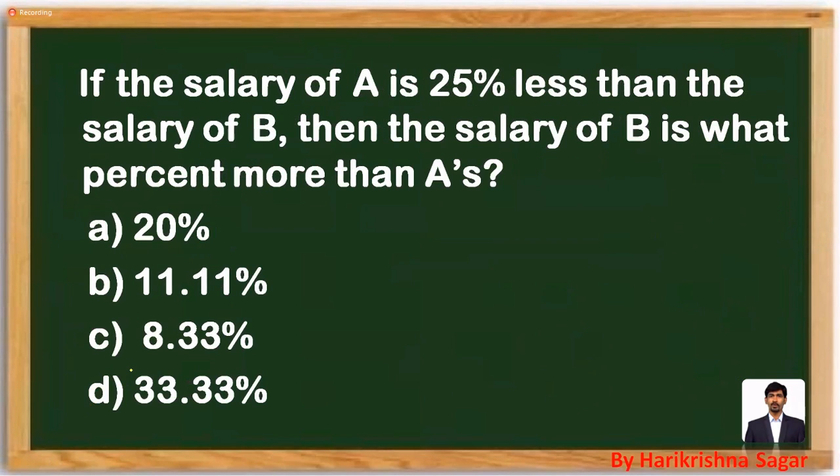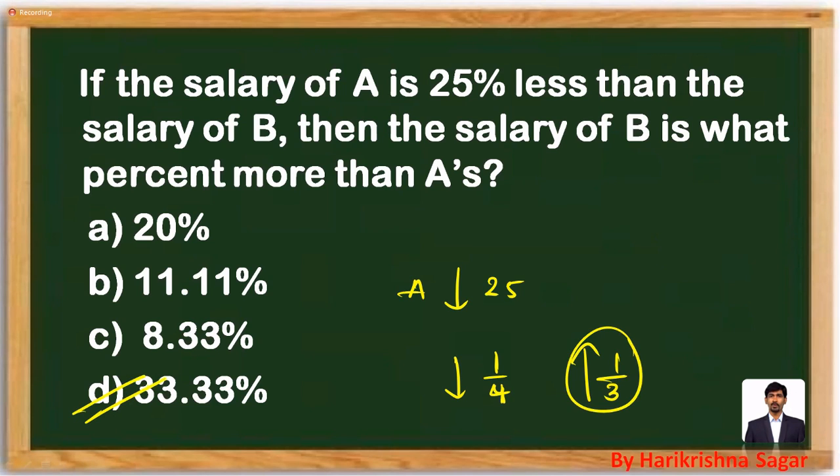Look at the next question which is available on the screen. Tell me the answer, which we already did. Salary of A is decreased by 25 percentage. That means 1 by 4 is a decrease. What should be the increase? Base 4 is decreased by 1. New base will be 3. 1 will be as it is. Answer is 33.33 percentage.